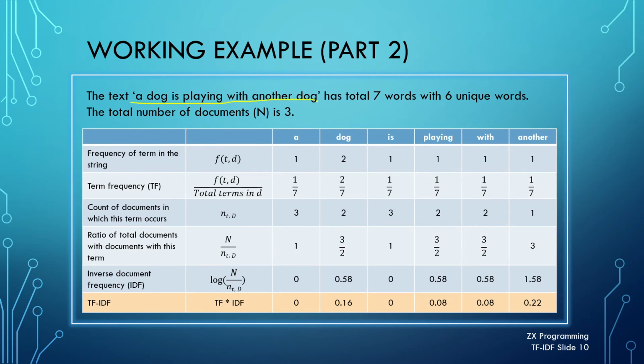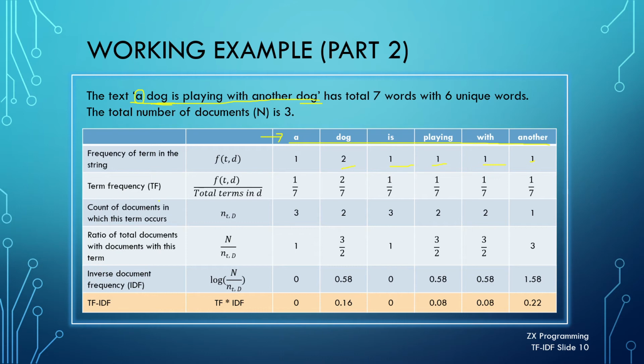So this is our text data that we will be calculating TF-IDF values for. This has a total of 7 words and a total of 6 unique words, since the word dog is repeated twice. So we will put all 6 words in the column headings. Now we will calculate the frequency of each term in the string. Remember, this forms the numerator of our TF values. The word A appears only once in this entire string, so it has a frequency of 1. The word dog appears twice, so it has a frequency of 2. Is, playing, with, another, all of them appear only once, so they have a frequency of 1.